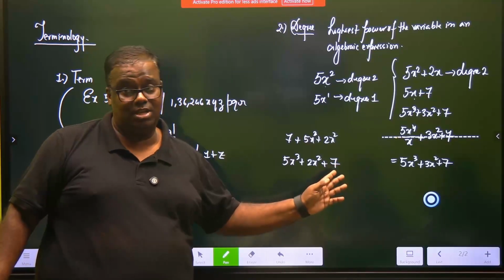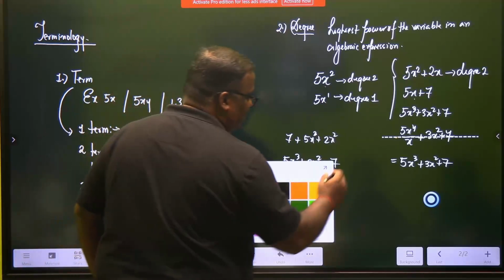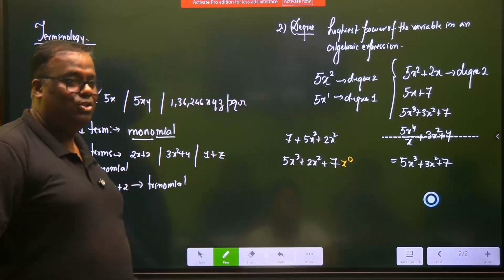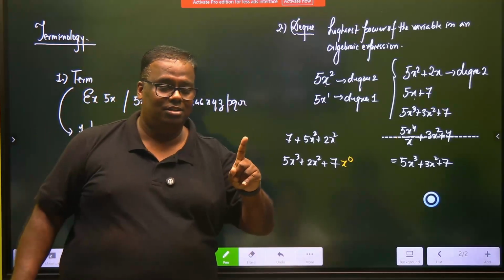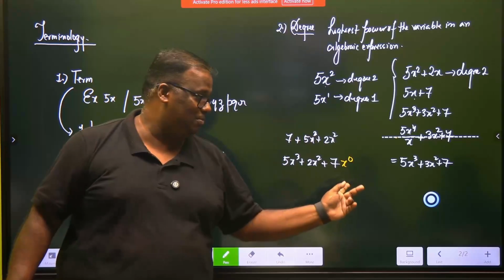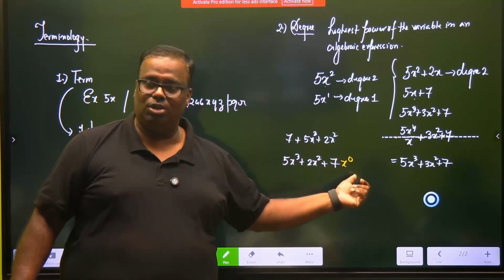7 is also 7x to the power 0, which you are not seeing. 7 is same as 7x to the power 0. X to the power 0 is 1. Exponents chapter. Why did you learn that? मैं बोला ना प्याज काटना जैसा है सब यूज होगा. X to the power 0 is equal to 1. So 7 can also be thought as 7x to the power 0.